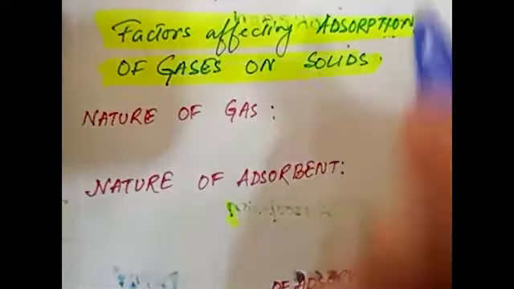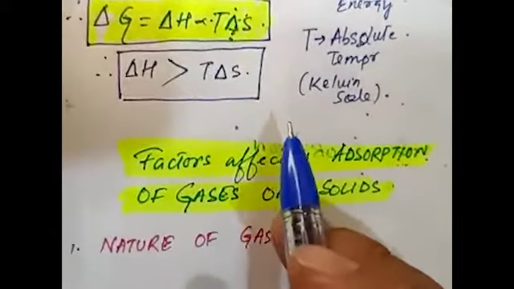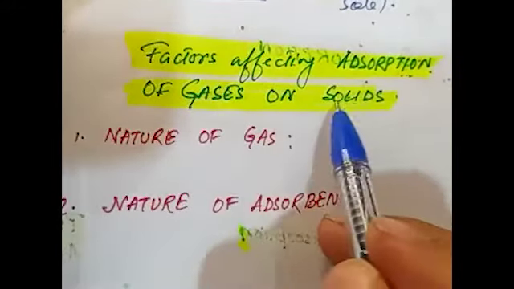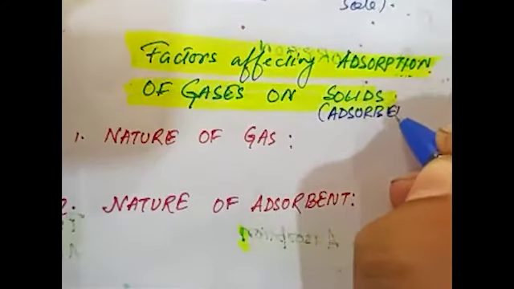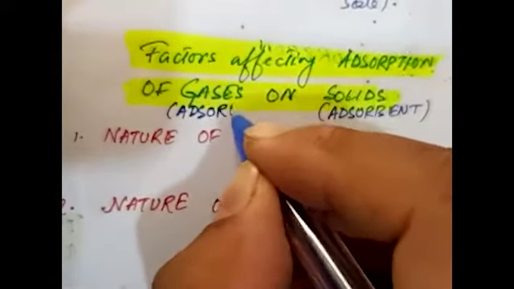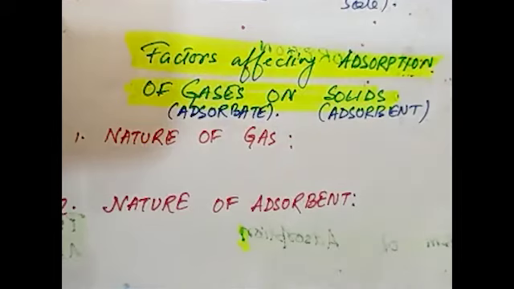Next, today's class topic, factors affecting adsorption. Okay, so we have seen the role of Gibbs free energy, thermodynamics के हिसाब से. Factors affecting adsorption of gases on solids. Solids जो हो गया वो बन जाएगा adsorbent, and gases जो हो जाएंगे that is adsorbate. ठीक है, एड्सॉर्बेंट एंड एड्सॉर्बेट.